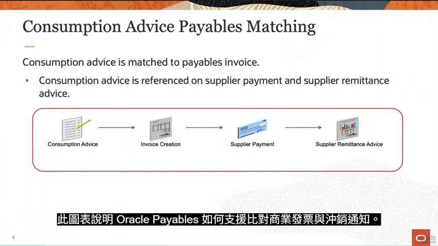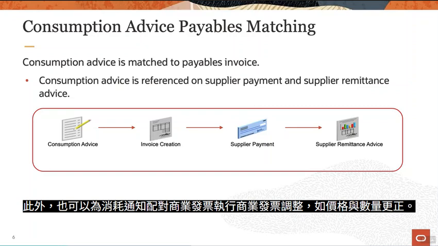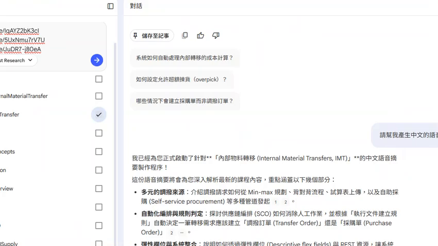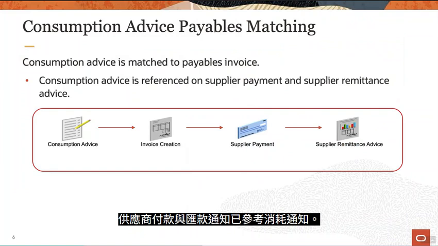This diagram depicts how Oracle Payables supports the ability to match invoices to consumption advices. This enables the Accounts Payable Specialist to enforce control over excess billing for consumption advice matching invoices. Also, invoice adjustments, such as price and quantity correction, can be performed for consumption advice matched invoices. The consumption advice is referenced on supplier payment and supplier remittance advices.